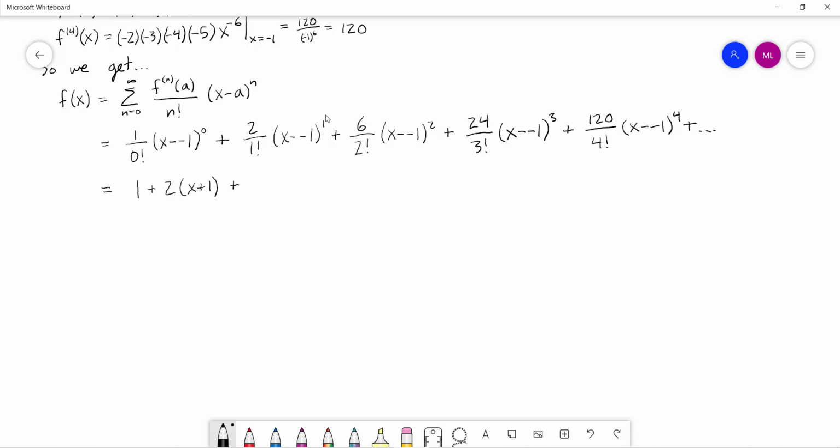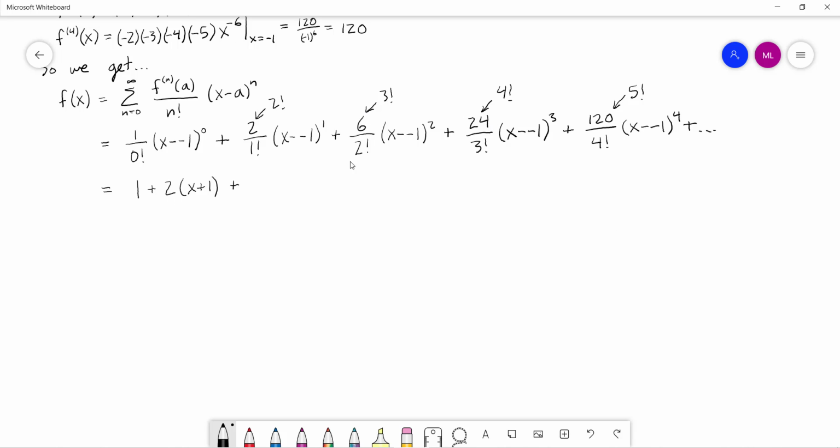The next term, this one, I'm going to take 6 and divide it by 2 factorial. Notice that the numerators are 2 factorial, 3 factorial, 4 factorial, 5 factorial. What we're going to wind up with is 3 factorial over 2 factorial, which just leaves me with a factor of 3 here. 4 factorial over 3 factorial will just leave me with a factor of 4 here. And so I'll basically be getting the value n plus 1 for all of these.